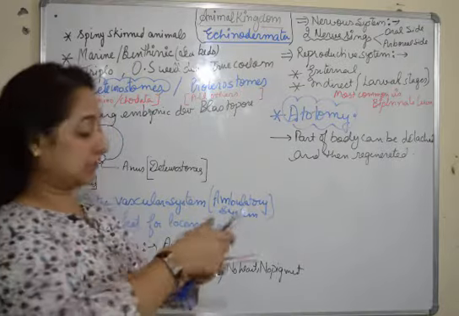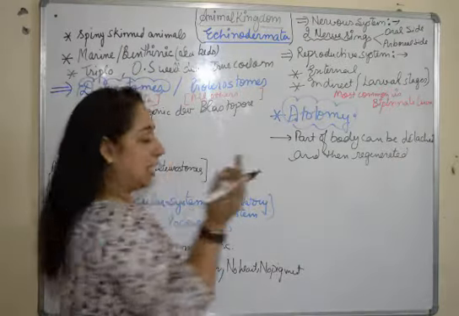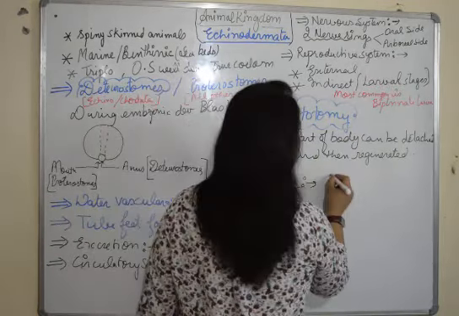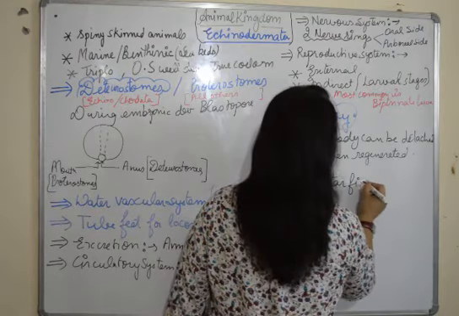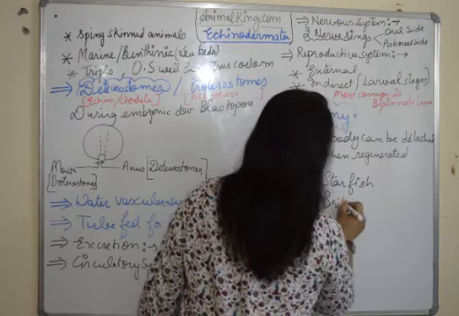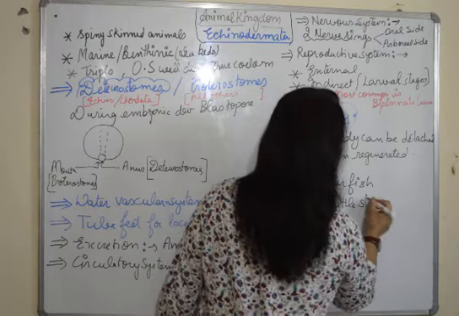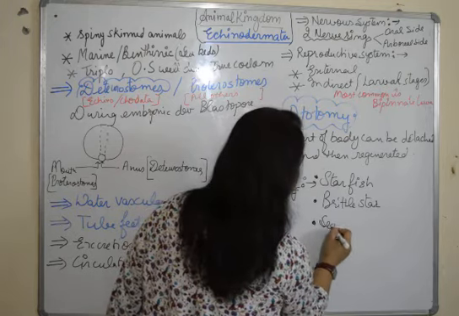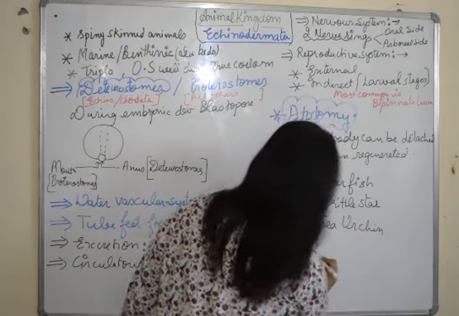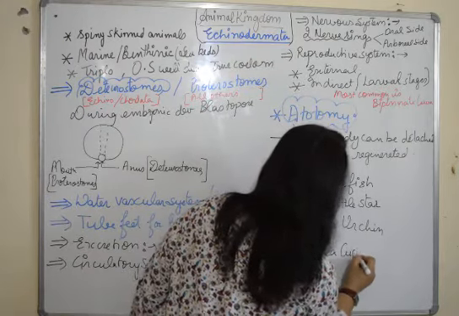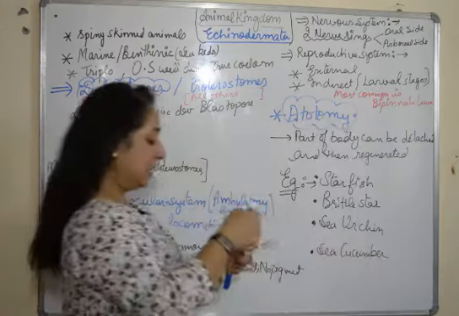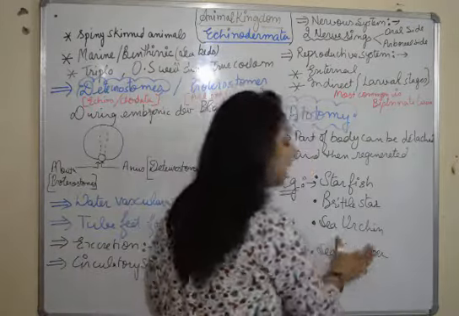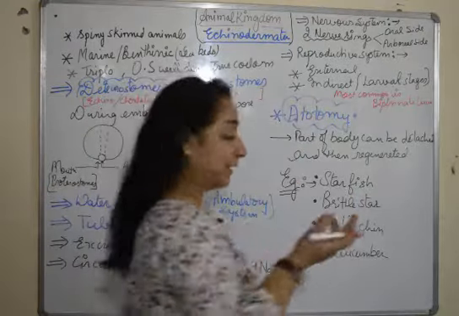Now talking about the last feature or last pointer, that would be the examples of echinoderms. So there are multiple examples. The most common ones, starfish, then we have brittle star, then we have sea urchin, sea cucumber. Now herein starfish we'll be talking about in detail in the next video as an example. Sea urchin and sea cucumber have some very significant features. I'll just quickly discuss them.